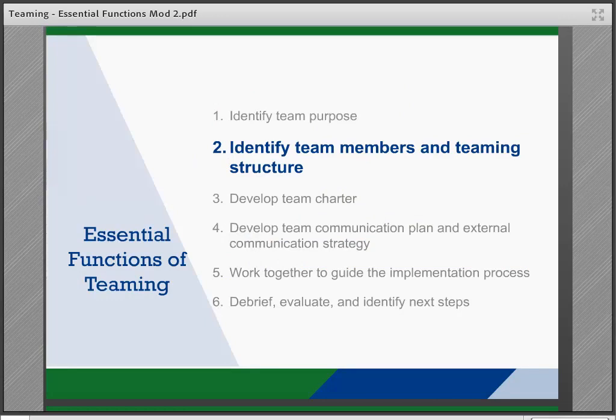In this module, we're going to break down the second task in teaming for the change and implementation process: identify team members and a teaming structure. Remember, at this point, a team has already identified the team purpose. In this video, we will talk about identifying the team members and the teaming structure before moving on to the team charter, communication plan and external communication strategy, working together to guide the implementation process, and then debrief, evaluate, and identify next steps. Let's get started.